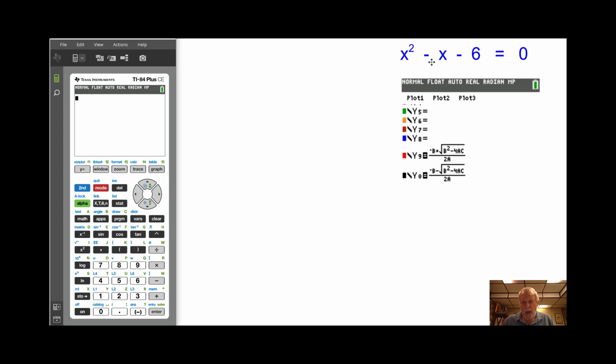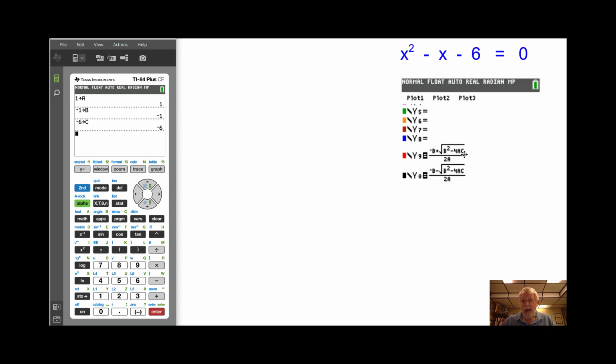So A is 1, B is -1, C is -6. So I'm going to take 1 and store it into alpha math, which is the letter A, enter, and now A has the value 1. Similarly, -1, store, alpha apps for B, press enter, and -6, store, alpha program, which will give me the letter C, enter.